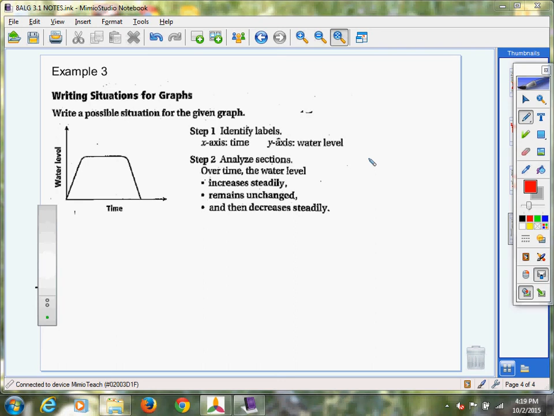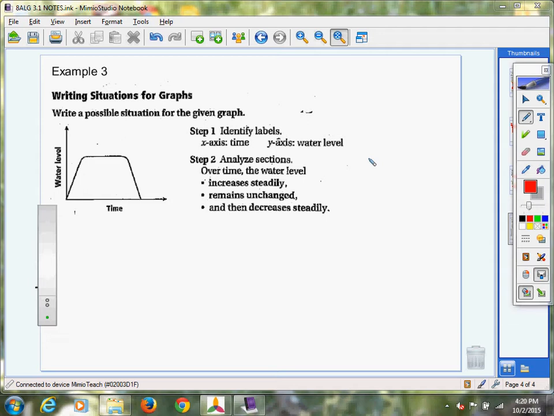Students, we're still in section 3.1. We're going to finish up with example 3. Now we get to do some creative writing. We're going to write situations for given graphs. And you don't have to overthink this. Just write a possible situation and then don't worry about it.